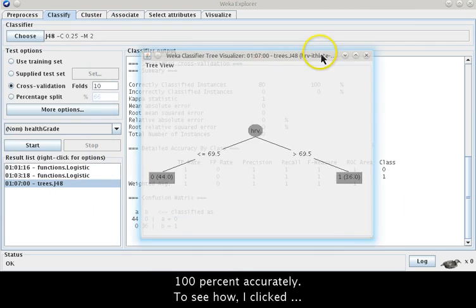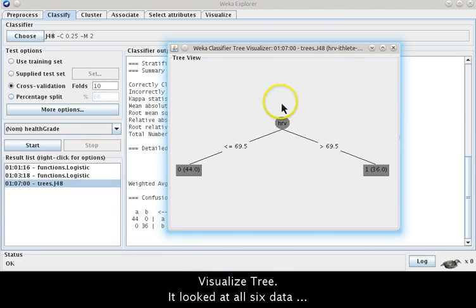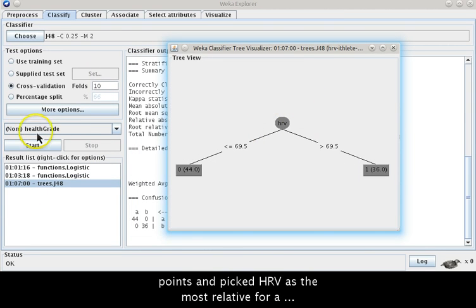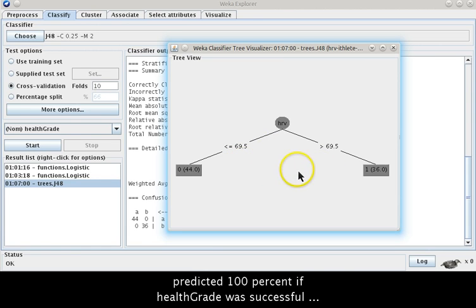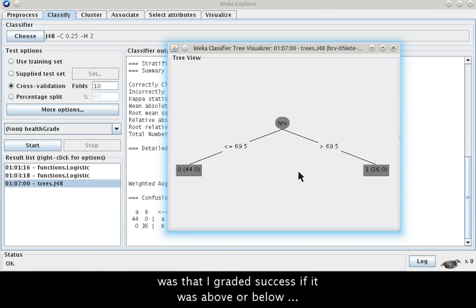It looked at all 6 data points and picked heart rate variability as the most relevant for a prediction. Based on one question, in fact. Was the HRV above, below, or equal to 69.5? It predicted 100% if health grade was successful or unsuccessful. A small but neat thing too is that I graded success if it was above or below 70, and the decision tree here says you actually didn't have any 69.6 to 70, so 69.5 is your actual line in the sand to classify success. And so that gave me a clearer way of thinking about a metric.